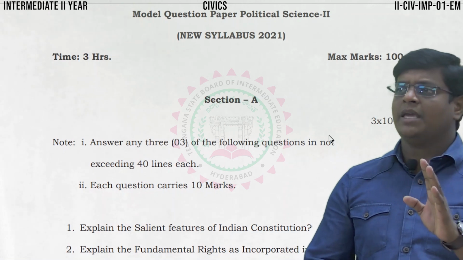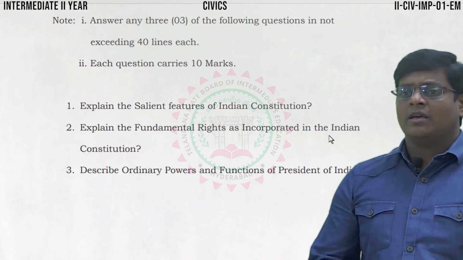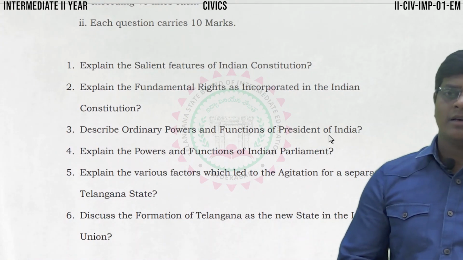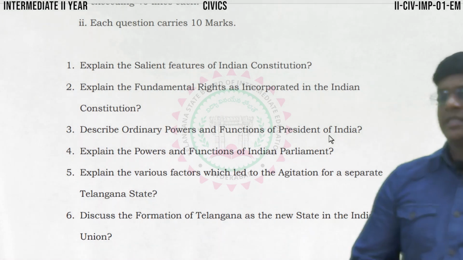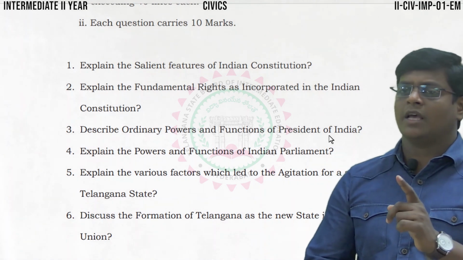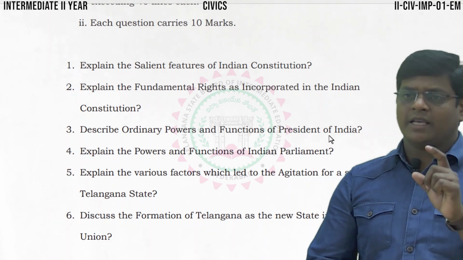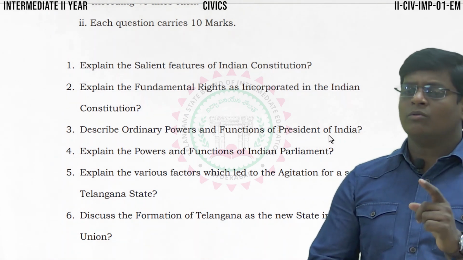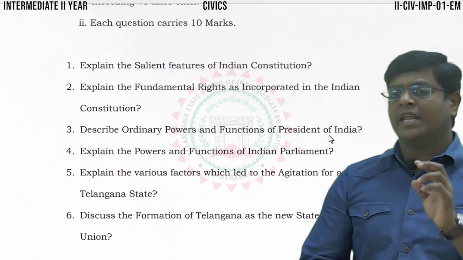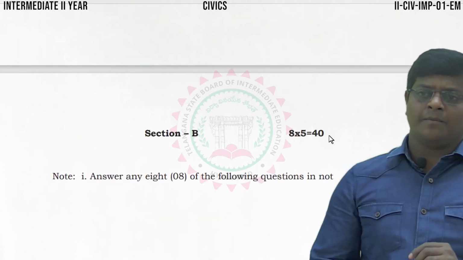Section A, B, C. Section A contains essay answers. This time they gave six prominent essay questions for us. Out of them, we have to choose any three of them. So section A contains essay answers. They gave six, and we have to choose any three of them. Then go to section B.